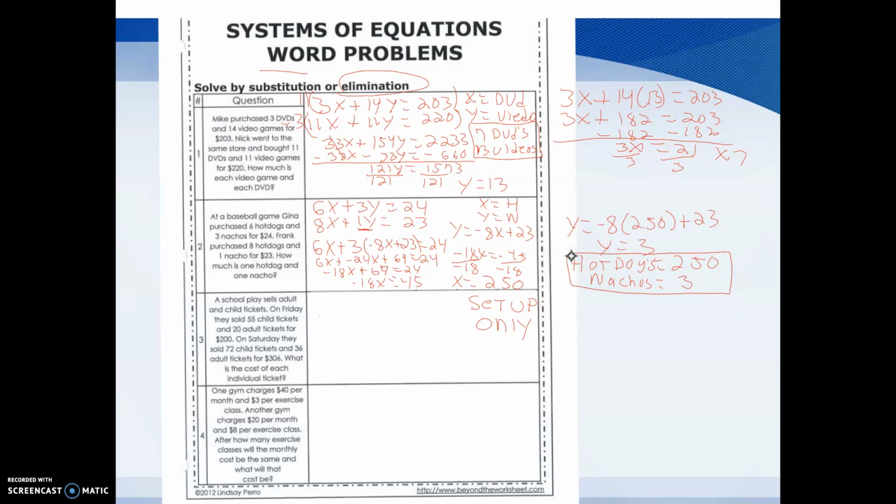Now, what I'd like you to do on the next one, on number 3, is all I want you to do is set up the equation. Okay? So if you could set it up for me, and we're not going to solve. So if you want to pause it right now and set it up for me, you can. All right, we just won't solve this one.